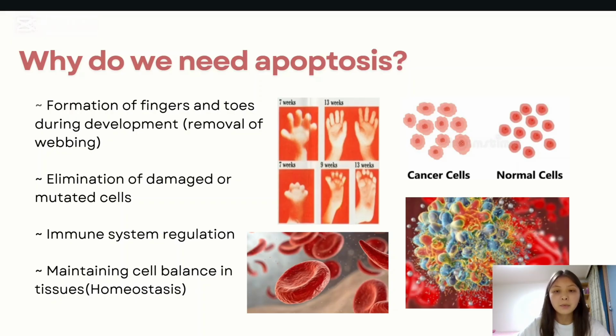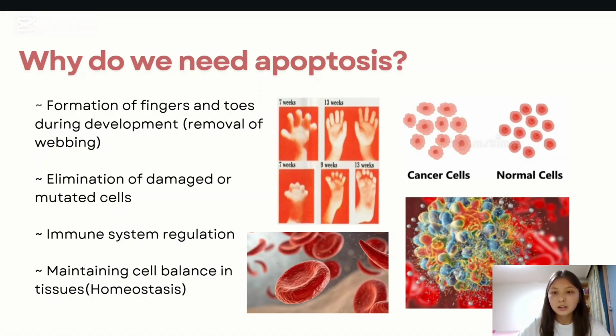Yeah, and it helps to eliminate damaged, mutated, and infected cells that prevent the development of cancer and tumors. In our immune system, once immune cells have fought off an infection, apoptosis removes those cells in order to prevent excessive immune reactions. And in addition to all of this, apoptosis maintains homeostasis, so it maintains a balance of cells in our tissues.